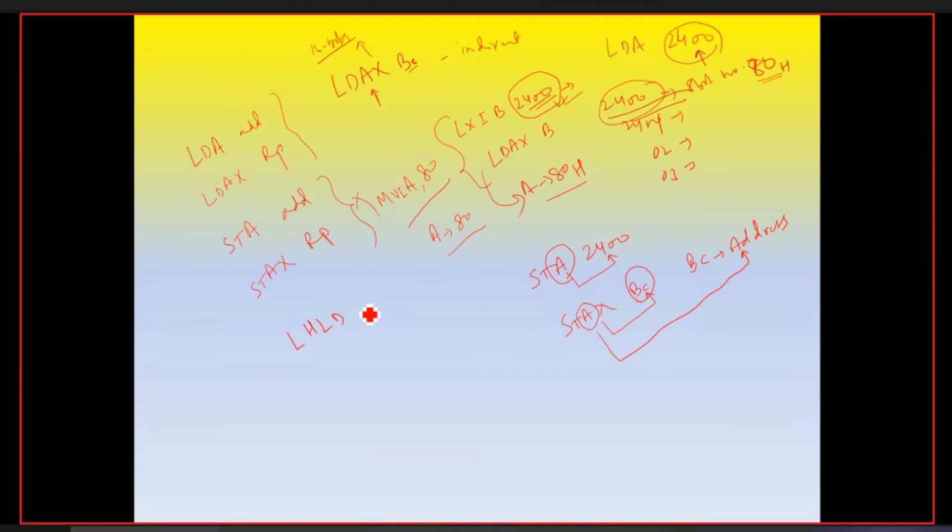LHLD, any number, suppose 3000 is the address. LHLD means the content of this location 3000 will move to register L, and the content of the next location will move to register H. It is not that 3000 will move into L or 3001 will move into H. That is invalid. Why is it invalid?